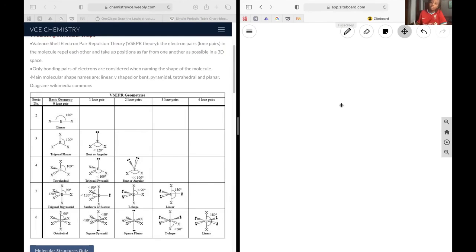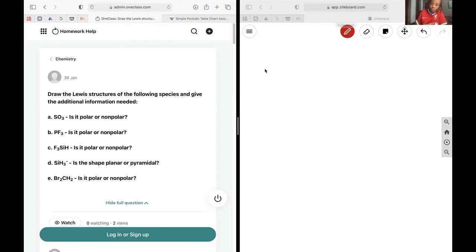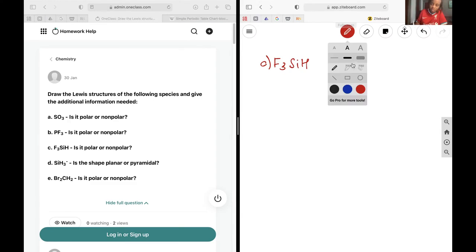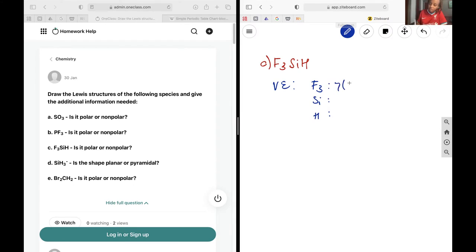Okay, now for the next one, I have F3SiH. So as usual, let's go about counting our valence electrons. Fluorine gives me 7 valence electrons per atom. Silicon is going to give me 4 valence electrons per atom. Hydrogen is going to give me 1 valence electron per atom. This all adds up to 21 plus 5 again, and that's going to give me 26 electrons to arrange.